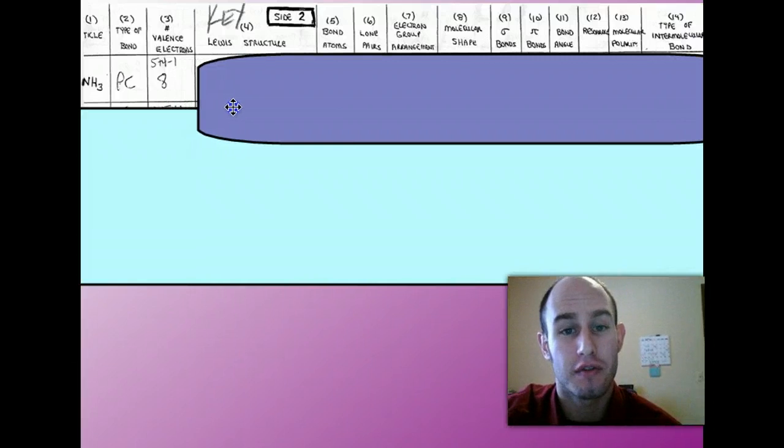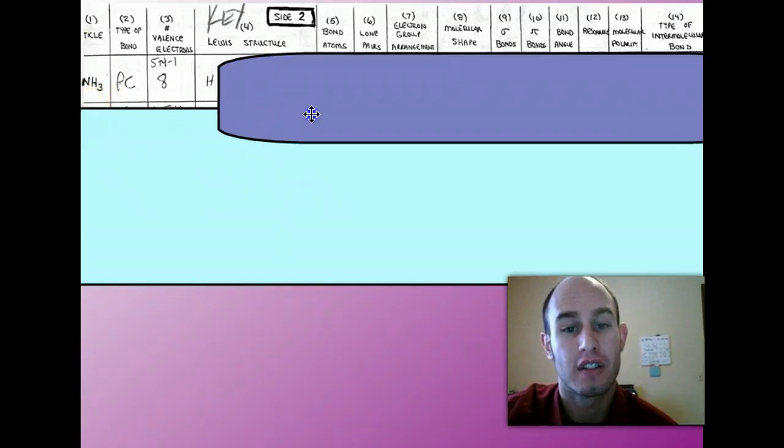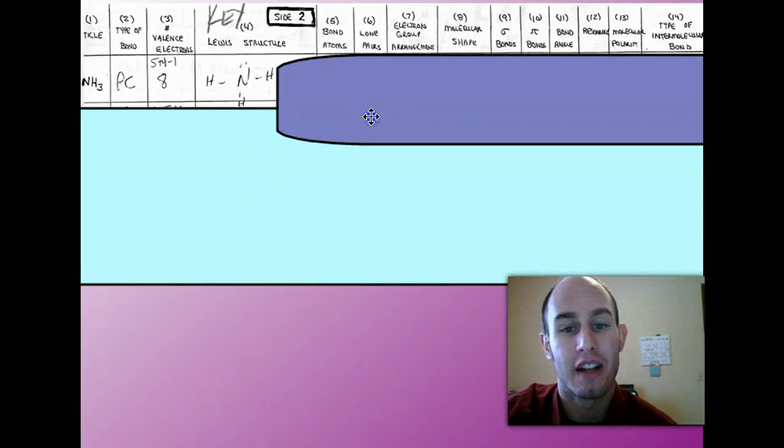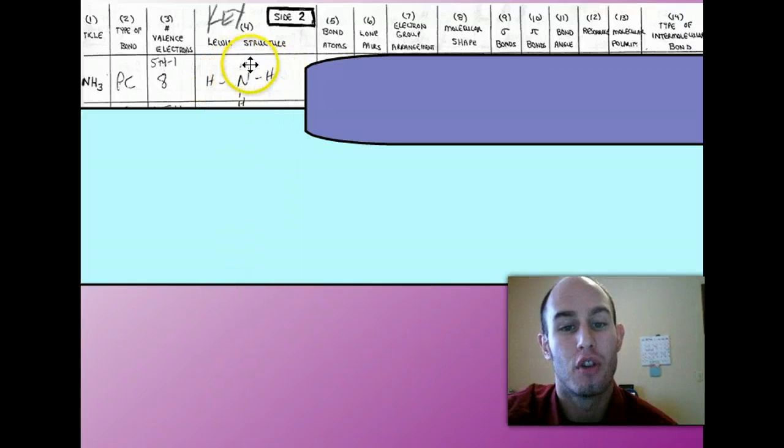Draw the Lewis structure for it. This is important: in all of our molecules, the first element listed is going to be the central atom. So in NH3, N is the first element listed. I know nitrogen is going to be my central atom, so I'm going to draw nitrogen bonded to 3 hydrogens, with 2 lone pairs on nitrogen. The octet rule is maintained, 2, 4, 6, 8 electrons. I have a proper Lewis structure.